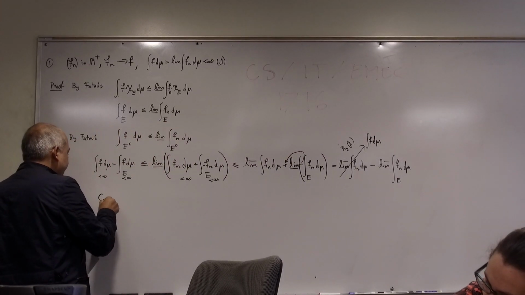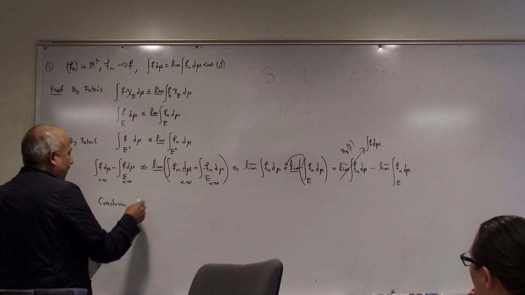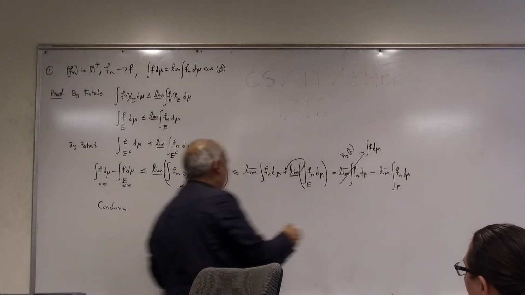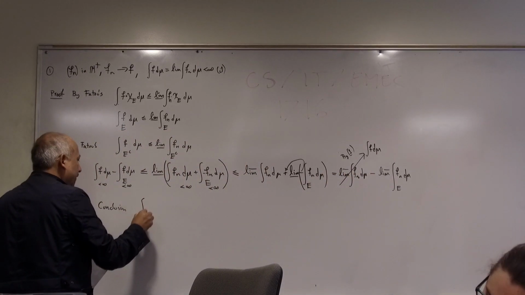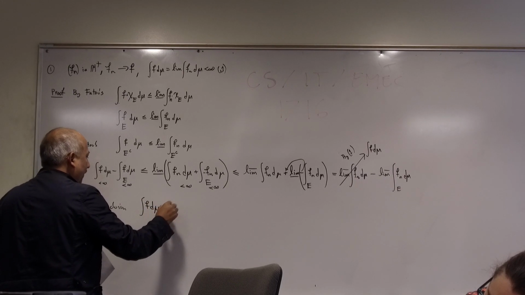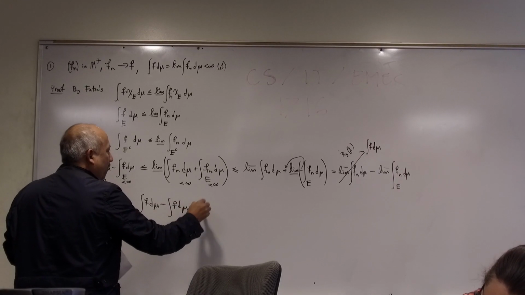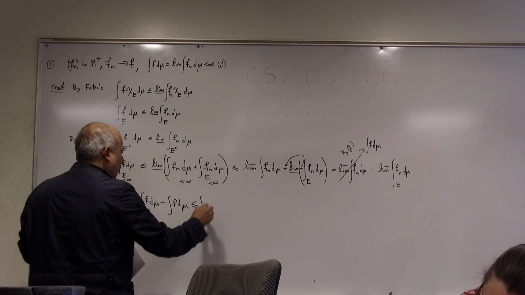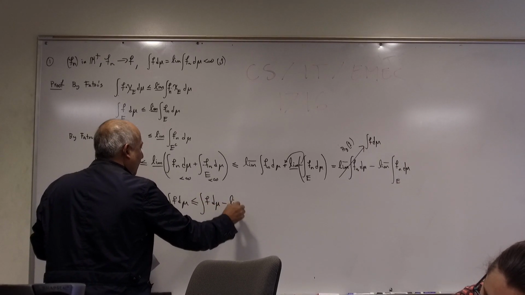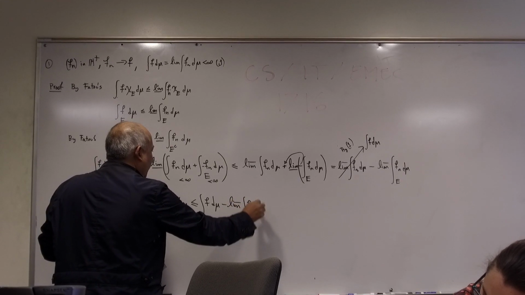Conclusion, this is less than or equal to that. You guys agree? So this is less than or equal to this, less than or equal to that, and so on. So therefore, this minus the integral of f d mu is less than or equal to the integral of f d mu minus lim sup of the integral of f_n d mu.